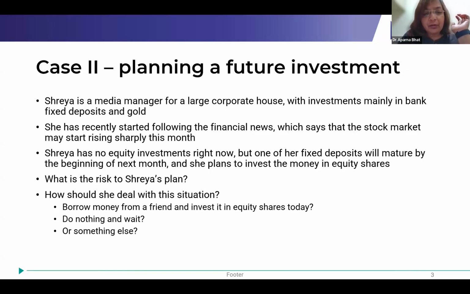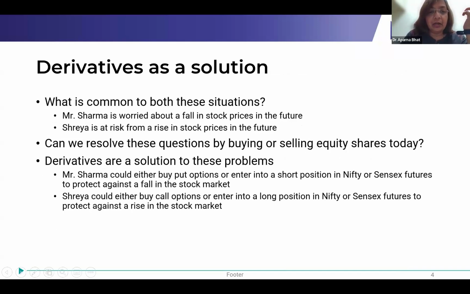Should she borrow money from a friend and invest it in shares today? Or should she do nothing but wait for the month to get over, wait for her FD to mature and wait for the money in her hand? Or should she do something else? So what should she do? In both these cases, the case of Mr. Sharma and Shreya, derivatives are a solution.